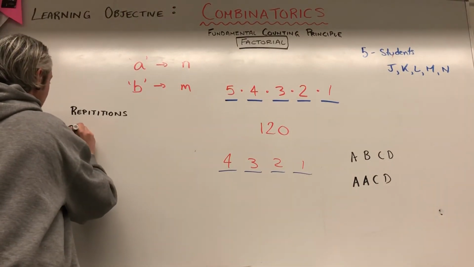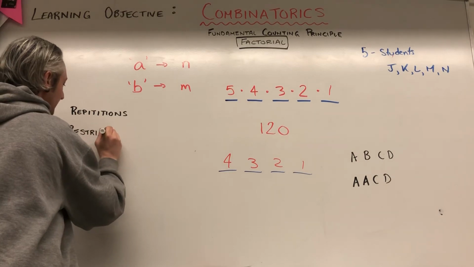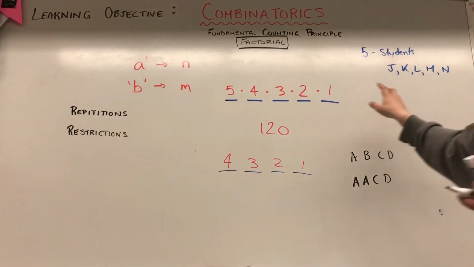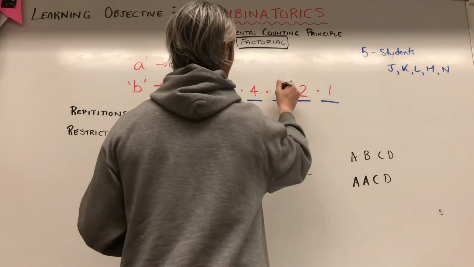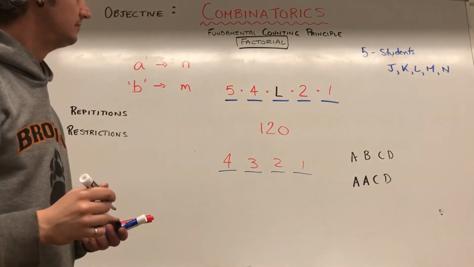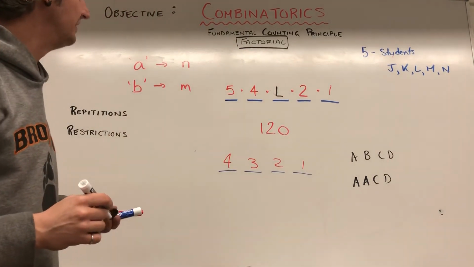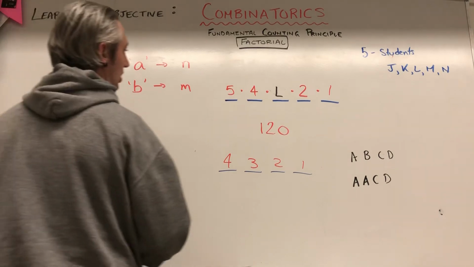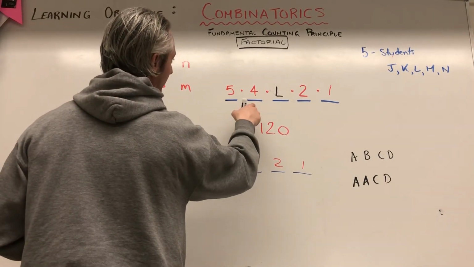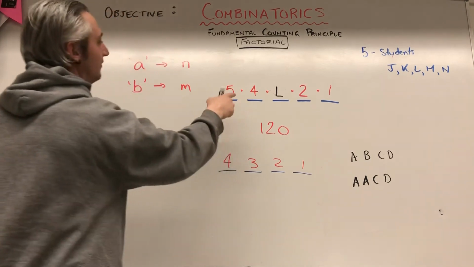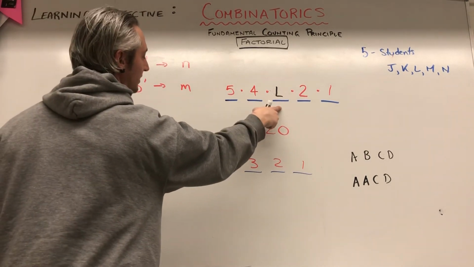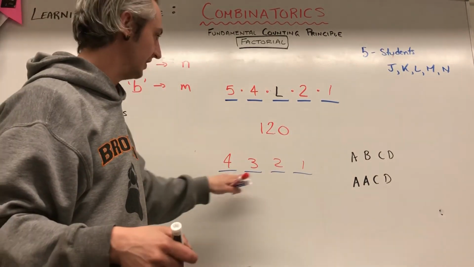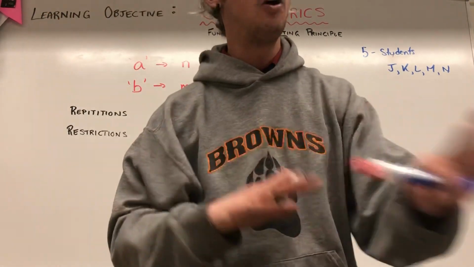restrictions, when I give you certain restrictions on what you can do. So an example for that up here was, how many ways can I arrange these students if the third chair always has to be student L? There's a restriction. And in this case, it would be 4 times 3 times 1 times 2 times 1. There wouldn't actually be a formula for this one like there was down here. But in the next video, we'll talk about all of that.